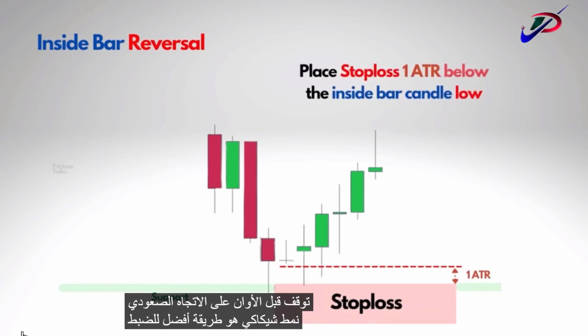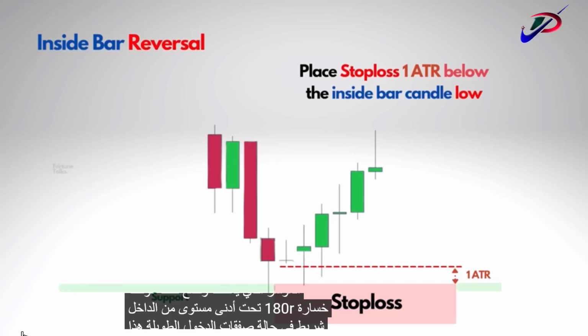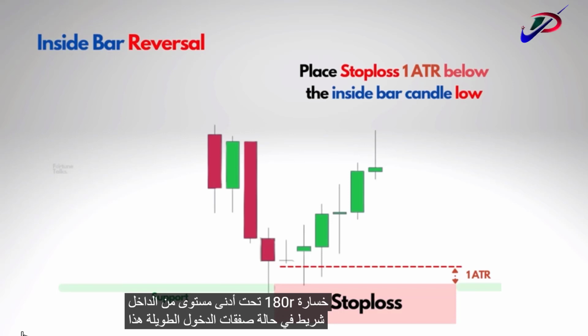So a better way to set your stop loss is using the ATR indicator. That is, you can place the stop loss 1 ATR below the low of the inside bar in the case of long entry trades. This will ensure that your trade has more breathing room.